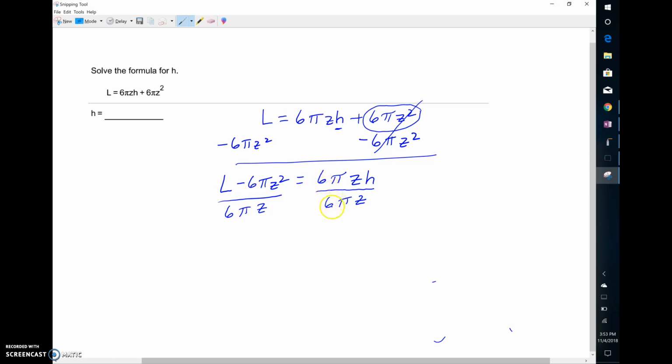6 divided by 6 is 1. Pi divided by pi is 1. Z divided by z is 1. So therefore this will become 1. And this is h equals, and like I said before, you're going to write the problem just the way you see it. So you have L minus 6 times pi z squared divided by 6 pi z.